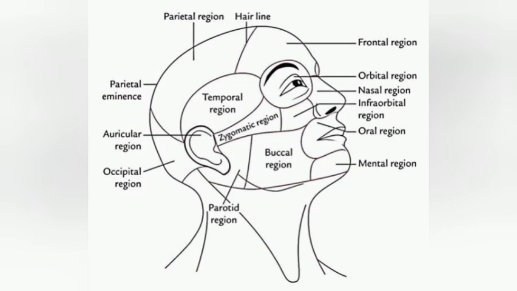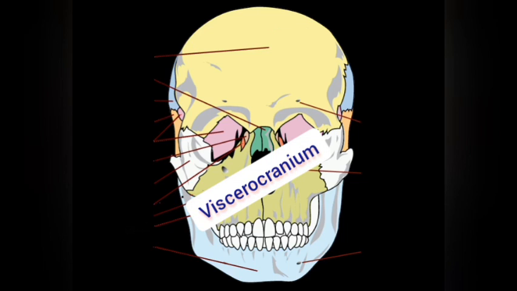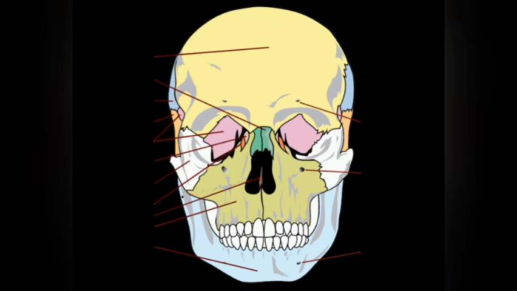So now, the bones of the head. The head is made up of two sets of bones. We have the bone housing the brain and the bone housing the soft tissue of the head. The bone housing the brain is called the cranium, while the bone housing the soft tissues of the head, which is the bone within the face, is called the visceral cranium. In total, the cranium and the visceral cranium form the skull.